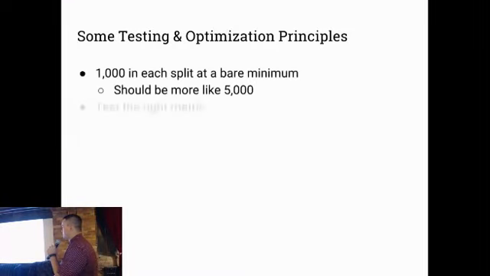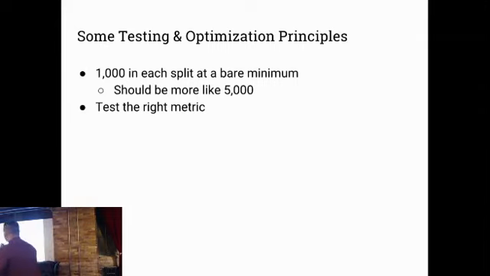So, a couple of testing principles. In theory, you need 1,000 in each group, like bare minimum. It's going to be really hard to get a significant test if you have less than 1,000. That means 1,000 web visits on just this page and just that page. Same thing for email and direct mail. It should be more like 5,000.